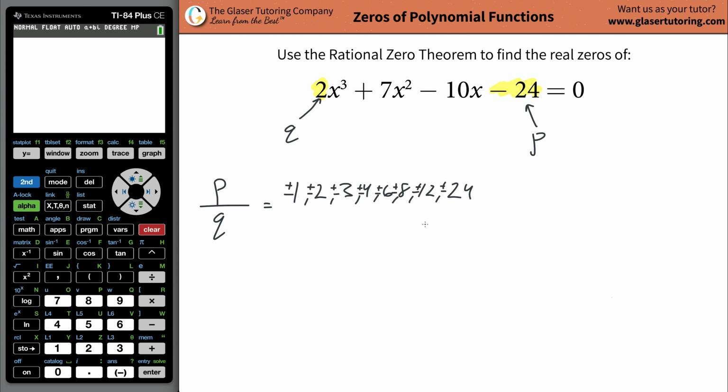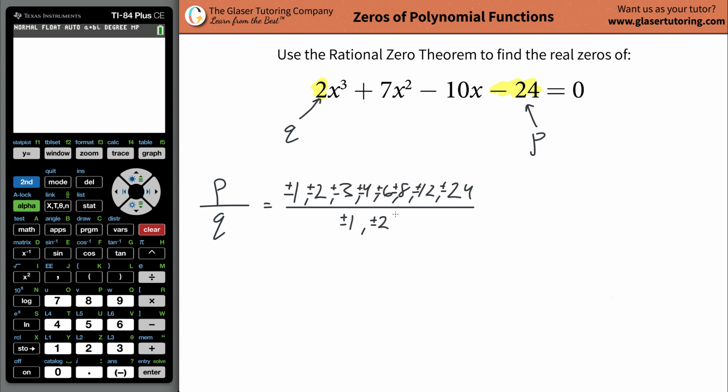And then what we'd have to do is write down the factors of the denominator, but of the leading coefficient here. So the factors of 2 are basically just 1 and 2, right? And again, both positive and negative.